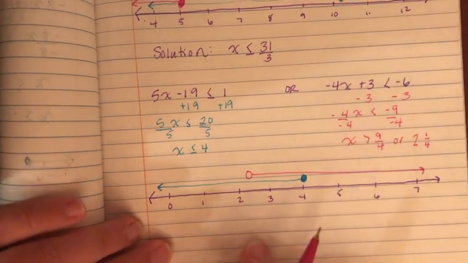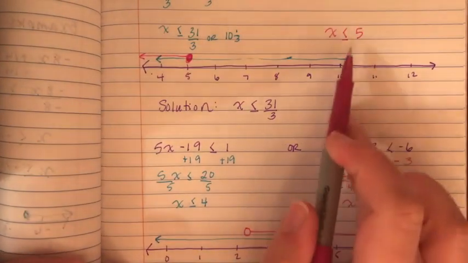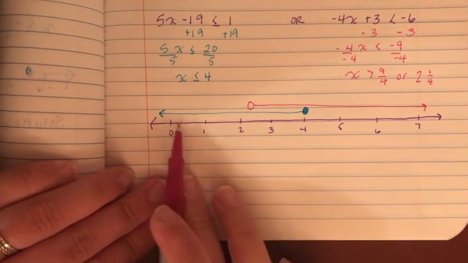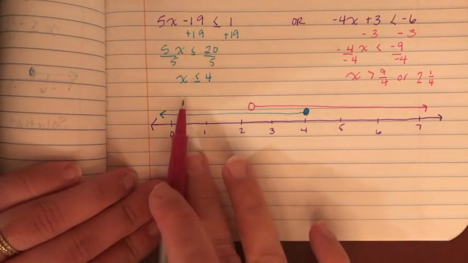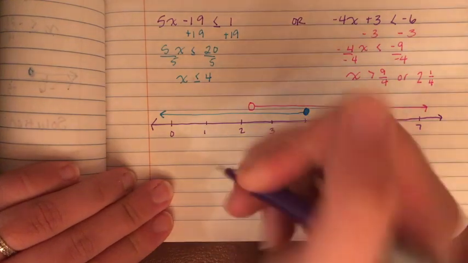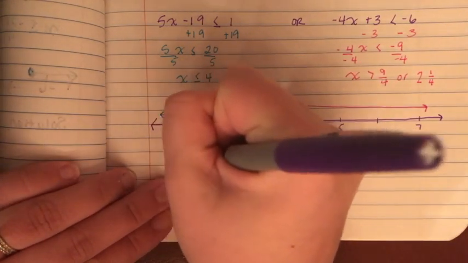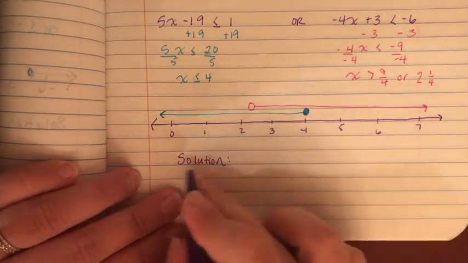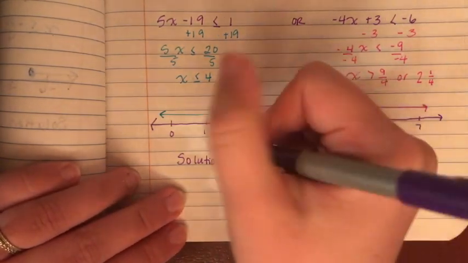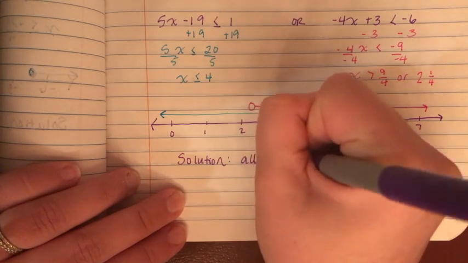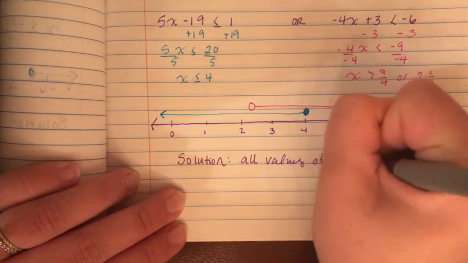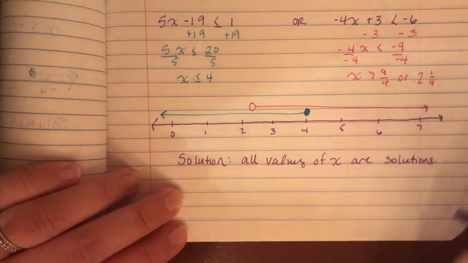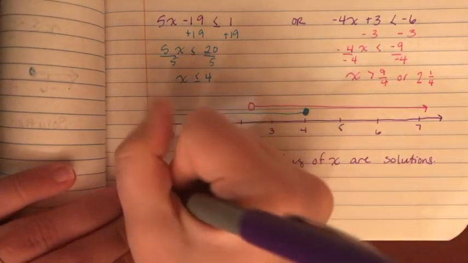So, unlike in our other ones where there were places that neither encompassed, here both inequalities combined encompass every single number, which means that my solutions, so if we were in Khan Academy, the correct answer that you would click, it's really infinite, but all values of x are solutions.